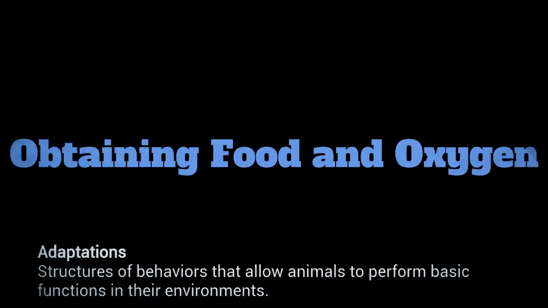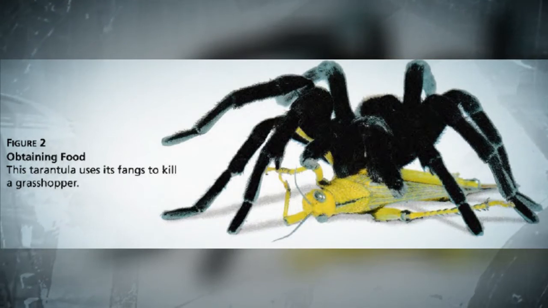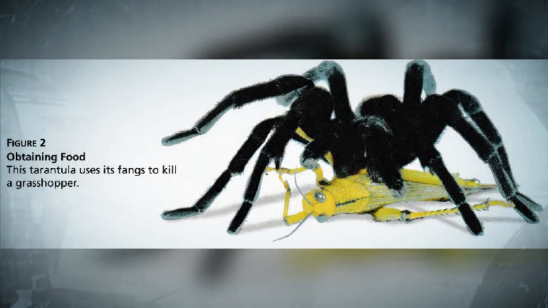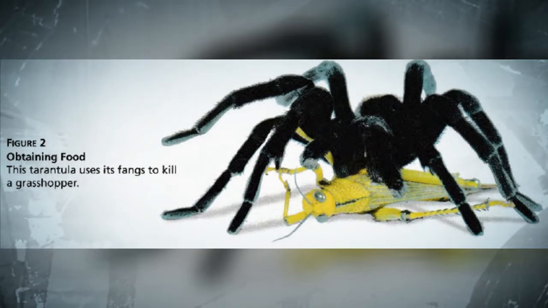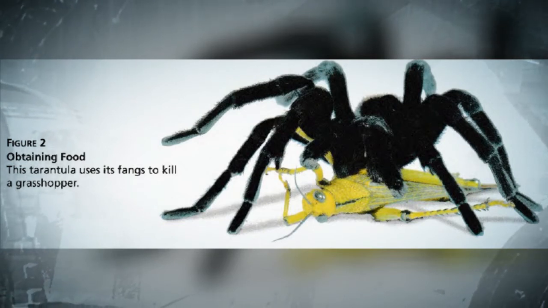Now let's take a look at how animals obtain food and oxygen. An animal can't make food for itself. It obtains food by eating other organisms. Animals might feed on plants, other animals, or even a combination of plants and animals. They have adaptations that allow them to eat particular kinds of food. For example, the tarantula shown in this image has an adaptation called fangs, structures it uses to pierce other animals and suck up their juices.